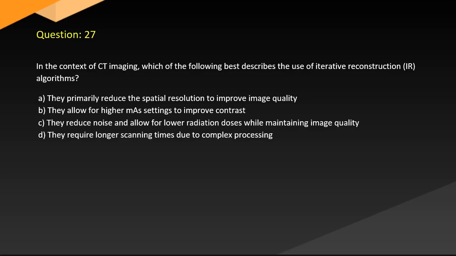Question 27. In the context of CT imaging, which of the following best describes the use of iterative reconstruction algorithms? A. They primarily reduce the spatial resolution to improve image quality. B. They allow for higher mAs settings to improve contrast. C. They reduce noise and allow for lower radiation doses while maintaining image quality. D. They require longer scanning times due to complex processing.